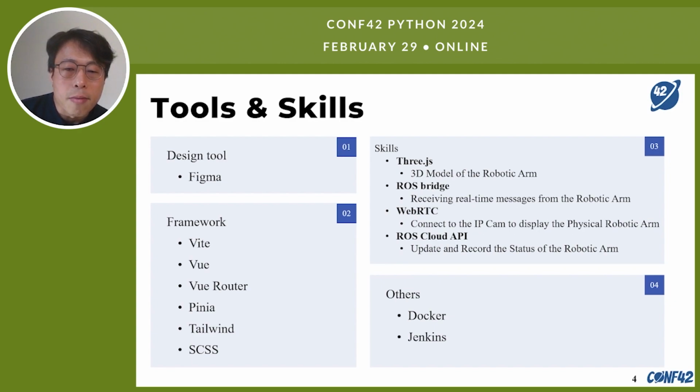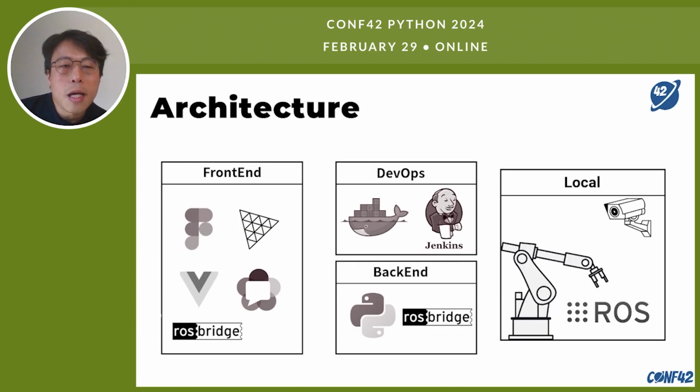And then we use some other tools like Docker and Jenkins for our continuous integration and deployment. It's very helpful for quickly implementing deployment in our projects. It's a very important skill. And then we can see the architecture here.